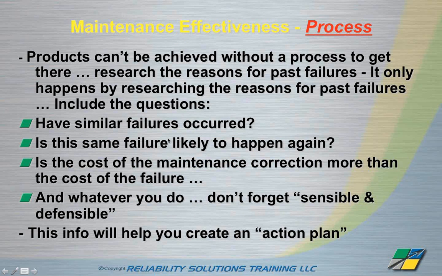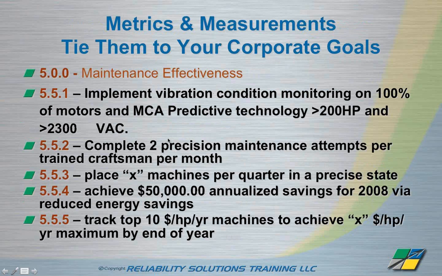So the next question we have to ask ourselves is, how do we get there? And they sat down again and said, okay, how do I influence board time? They said, well, number one, we need to implement vibration condition monitoring. We need to do 2 precision attempts per month. We want to have X machines per quarter in a precise state, and we want to achieve $50,000 in annualized savings of reduced energy. And they also want to track their top 10 machines. So again, having driven to the 5 hours to improve my board mill downtime, they said, okay, what am I going to do to try to improve that? And these were the things they came up with.